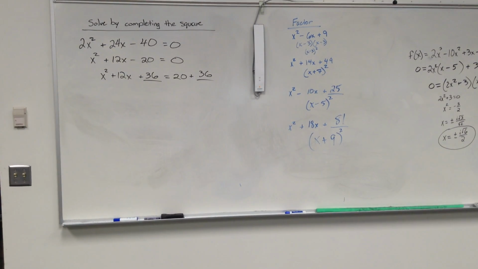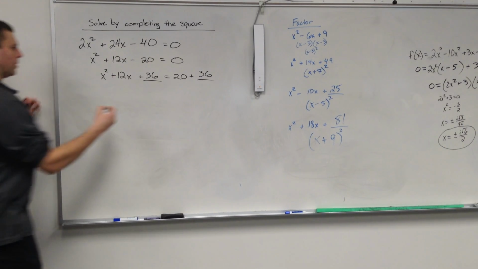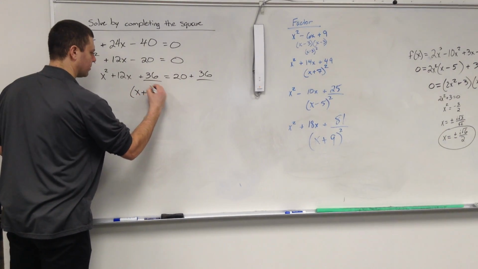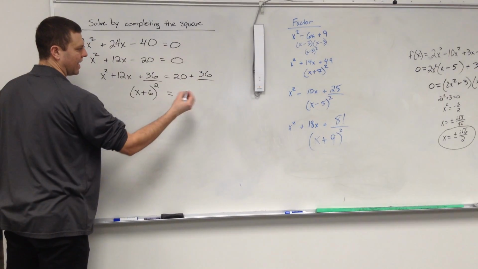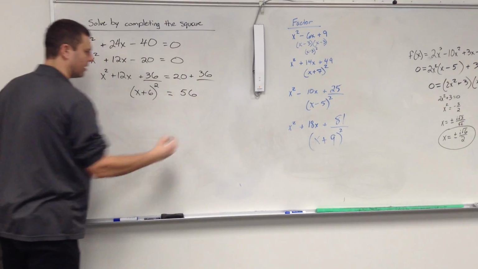So now we have, on the left side, a perfect square trinomial. Let's write it as a quantity squared. What is the left side of the equal sign? What would it factor to? X plus 6 quantity squared. And I'm going to go ahead and add those two values together to get my 56.